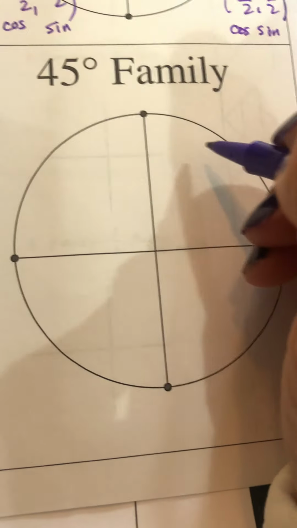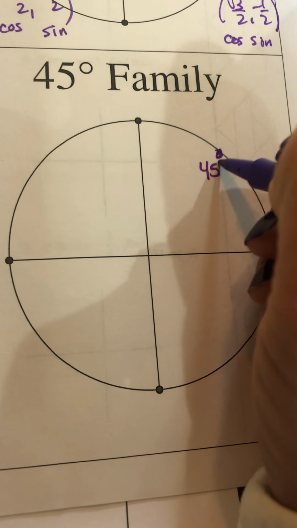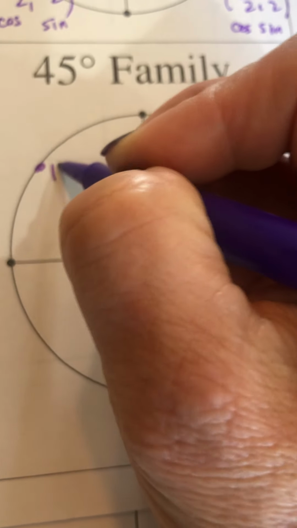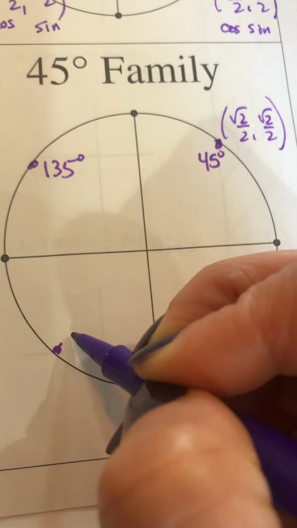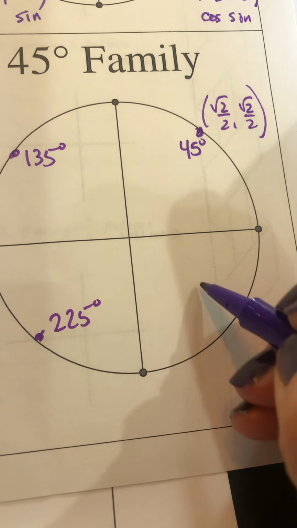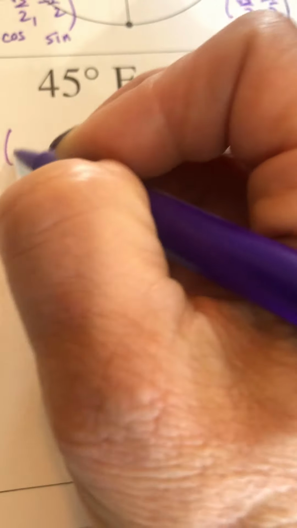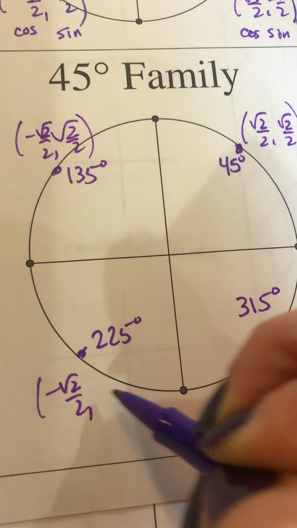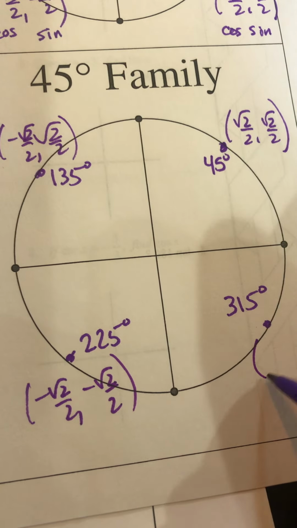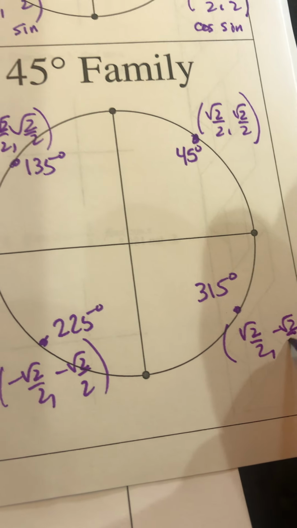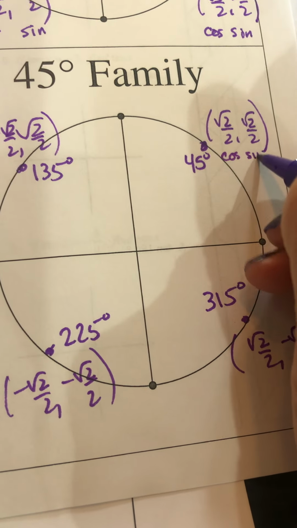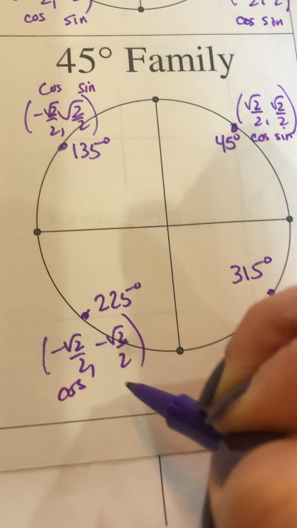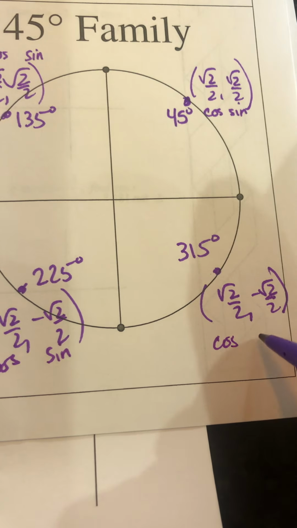The final family is our 45-degree family, and that one's a little bit of an easier family, right? Because the x and the y coordinate are the same, √2/2, √2/2. So when I go to 135 and 225 and 315, the only thing that changes are the positive and negative signs. -√2/2, √2/2. -√2/2, -√2/2. +√2/2, -√2/2. And for each ordered pair, the x is the cos, the y is the sine.